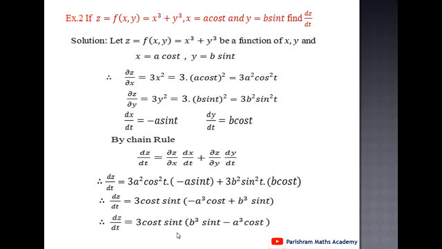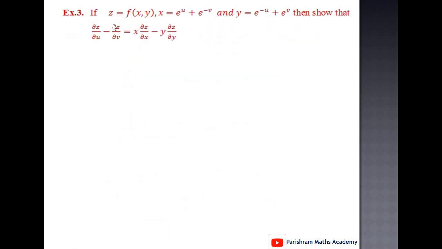Okay. Third example. If z equals f(x, y), where x equals e^u + e^(-v) and y equals e^(-u) + e^v, show that ∂z/∂u minus ∂z/∂v equals x into ∂z/∂x minus y into ∂z/∂y.